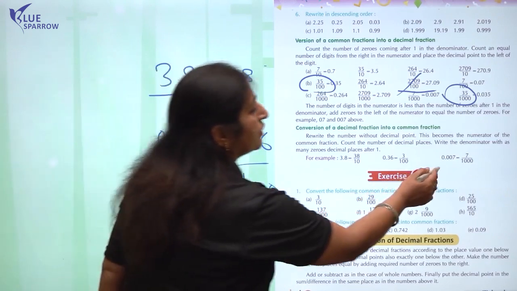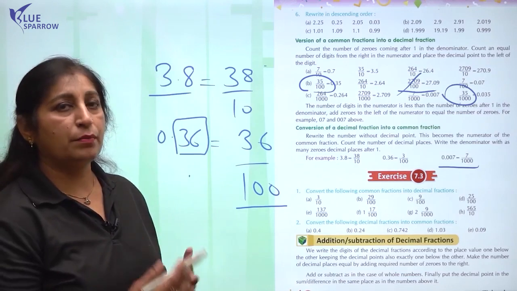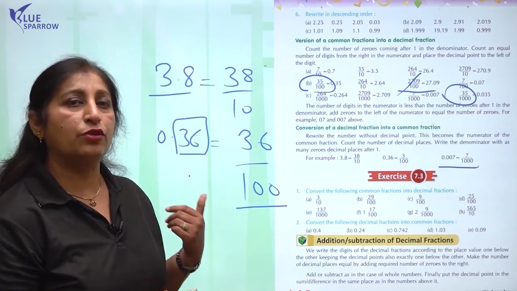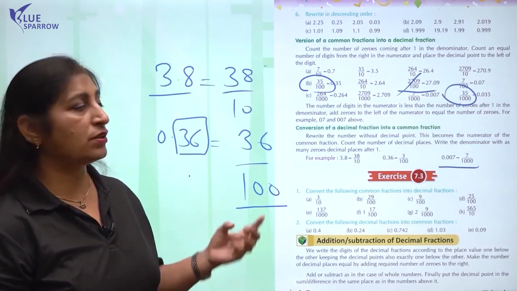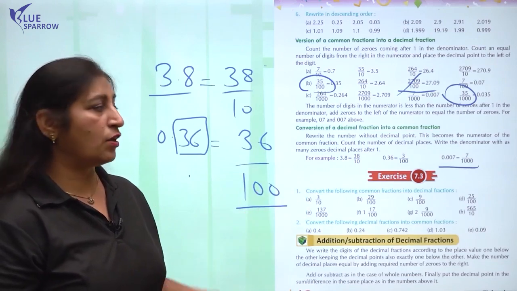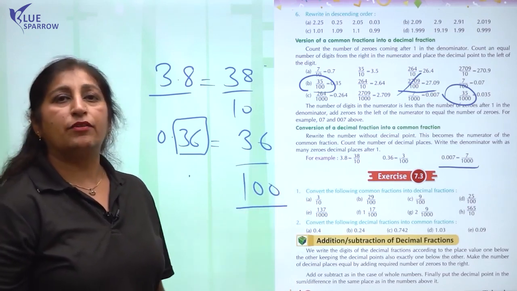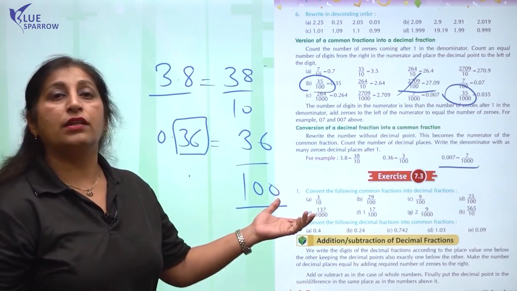And if you are given the number 0.007, it means the number is 7, and that would make the numerator, and denominator would contain 1000 because there are 3 decimal places. So this number would be 7 upon 1000. Now solve exercise 7.3. Very simple and very short exercise is this. You can do it in your notebooks.